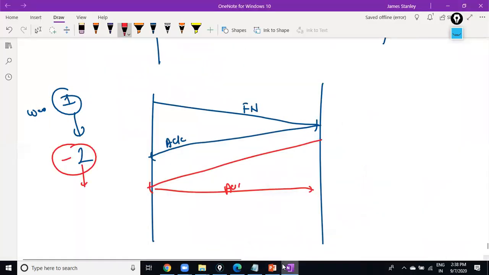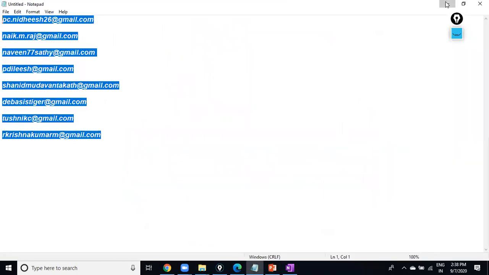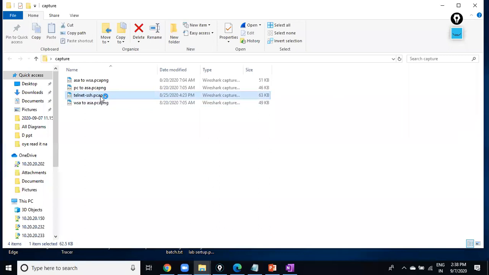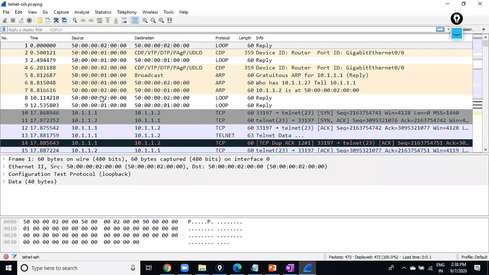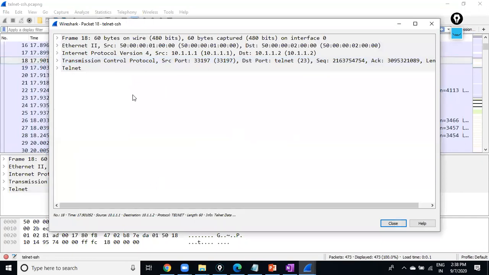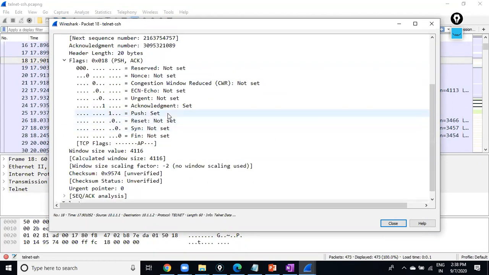So after this, we are going with the reset here. TCP reset flag here. If we are talking about flags, let me open that and show you the flags there. Can you see these are the flags here? Okay, these are the flags.